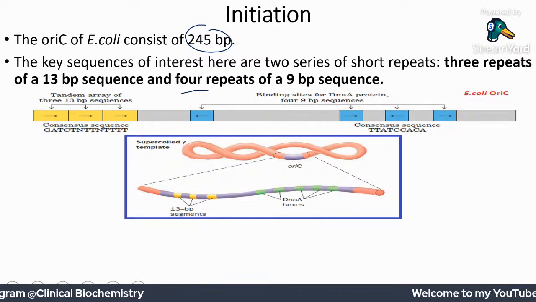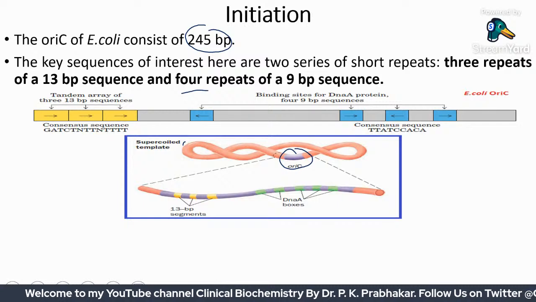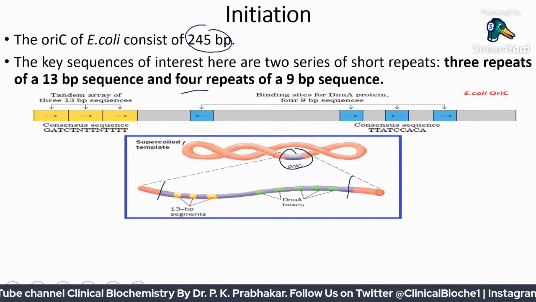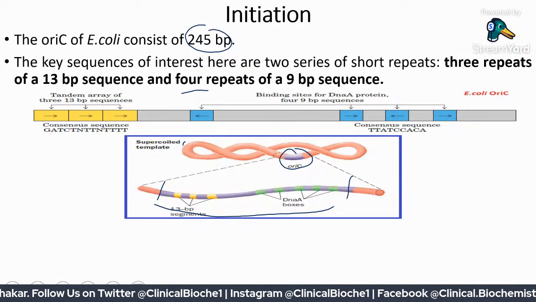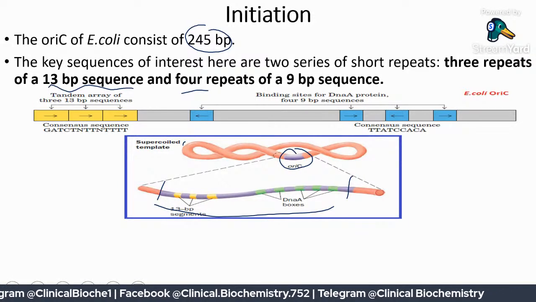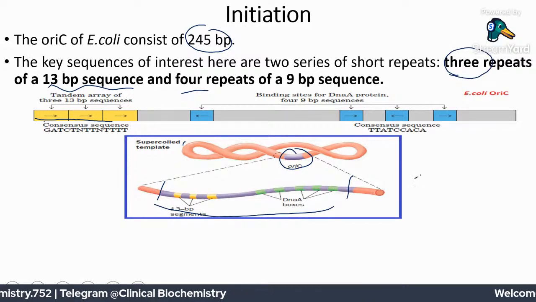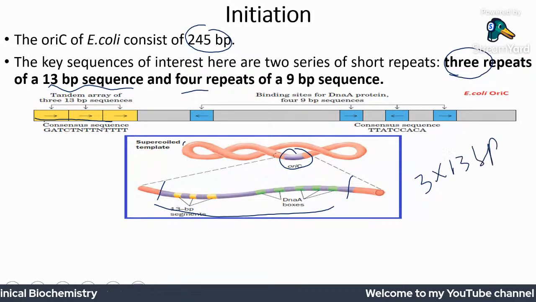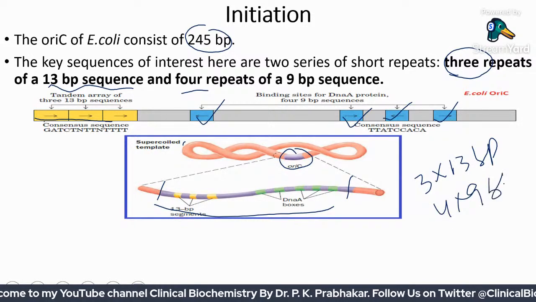Like in case of this bacterial DNA, which is a single circular DNA, this portion is the origin of replication. In this origin of replication, this is 245 base pairs. These 245 base pairs contain 7 specific regions. Means it contains 13 base pair sequences here. Means it contains 13 base pair sequence. So 3 multiplied by 13 base pair. And 4 9 base pair sequences. 1, 2, 3, 4. So 4 9 base pair sequences.